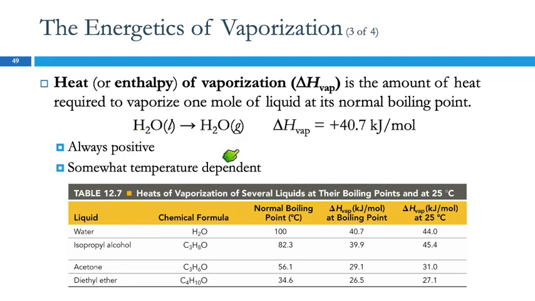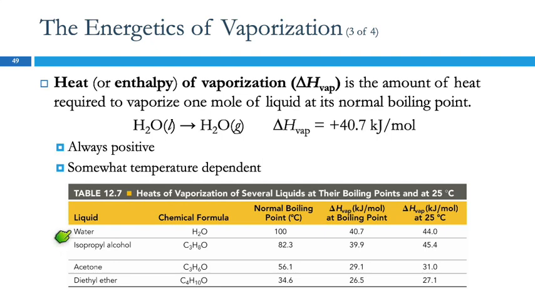So the chemical equation here would be H2O liquid going to H2O gas. In order for 1 mole of that to evaporate, it's going to absorb 40.7 kilojoules of energy. The heat of vaporization is always going to be positive because vaporization is always an endothermic process. It will depend a little bit on temperature, but not a whole lot.